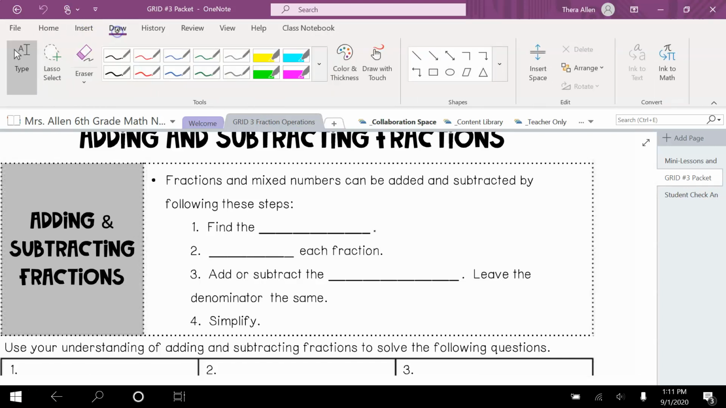The very first thing you need to do, if they do not have a common denominator, is find the LCM, the least common multiple. When you do this, you're then able to use that to rewrite each fraction using this new denominator. Then you're going to add or subtract the numerators. Please make sure that you follow the sign. A lot of times we get an answer wrong just because we're not following the addition or subtraction sign. We'll leave the denominator the same and then we will simplify.